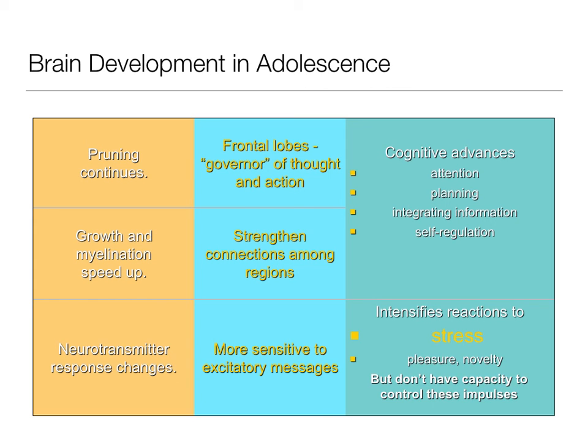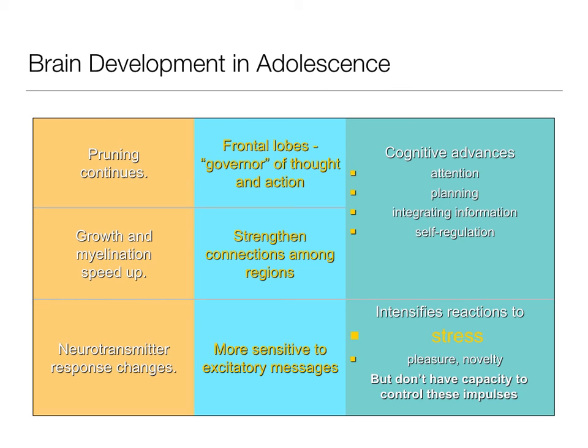We'll see increased growth and increased myelination, which will again speed up processing, and it will strengthen those connections between different areas of the brain. And we'll also see changes in neurotransmitter responses. We see that adolescents' brains are more sensitive to these excitatory messages, which really intensifies reactions to stress.